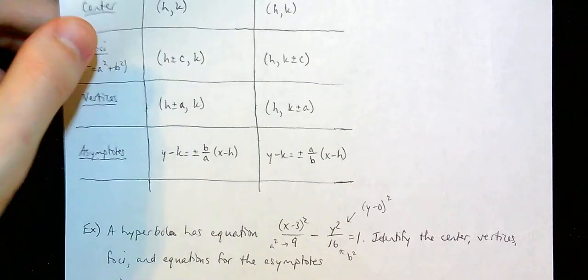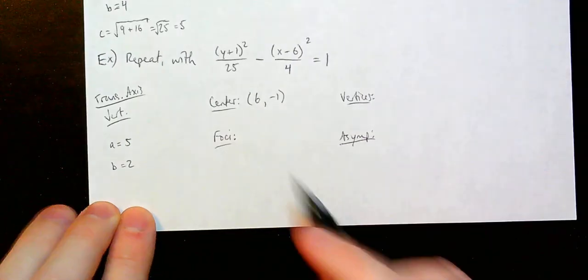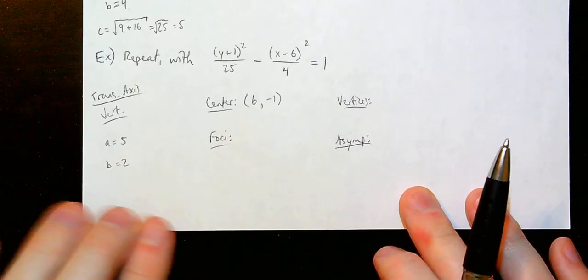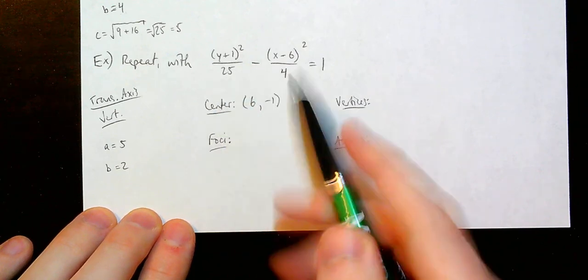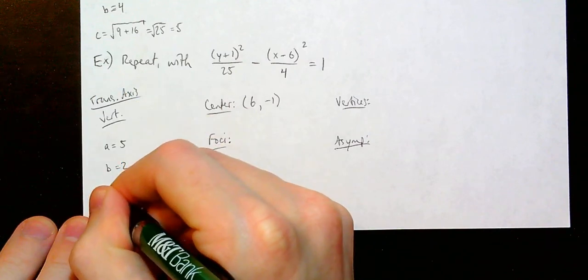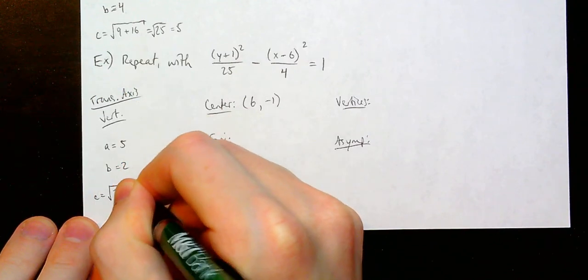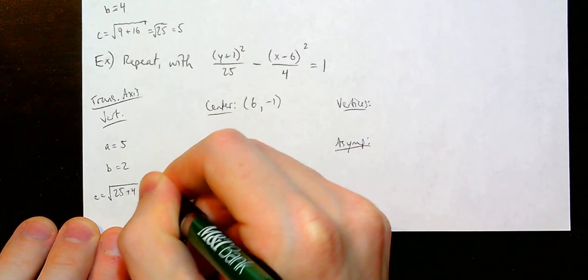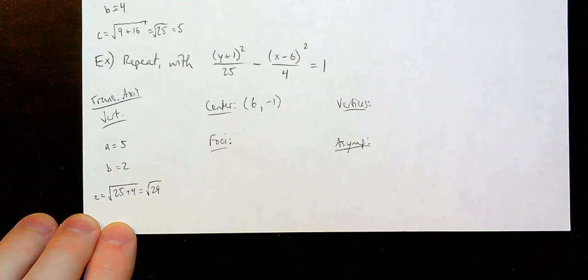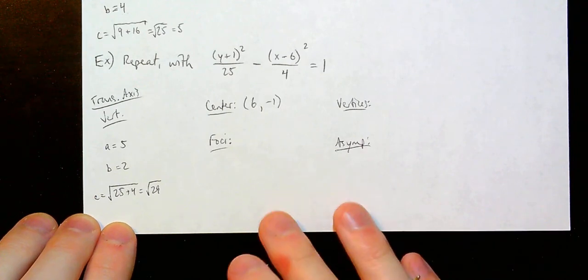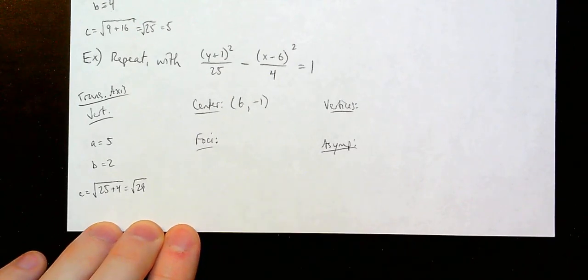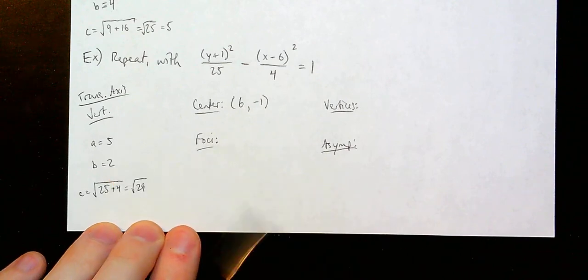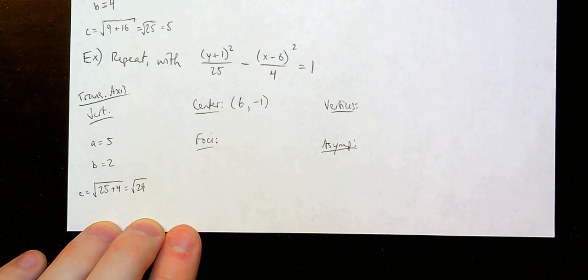We take the square root of the sum of the squares of these two things, or just the square root of the sum of these two numbers, because these are a squared and b squared. So c is going to equal the square root of 25 plus 4, and that's equal to the square root of 29. All right, so we have our a, b, and c values, we have our h, we have our k, we can figure out all the other pieces of information that we need.